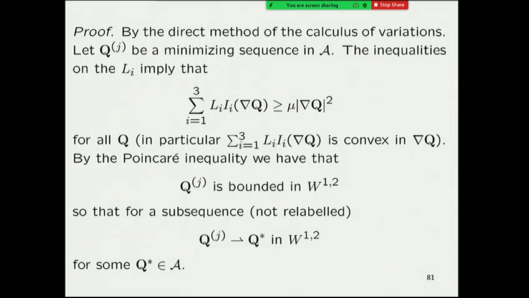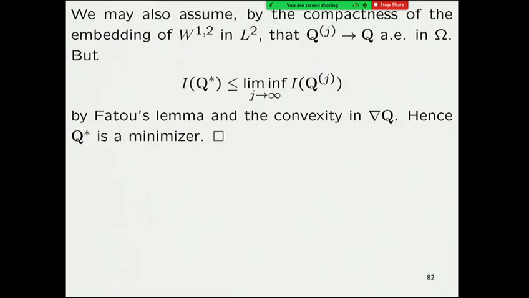So by the Poincaré inequality, you can suppose that Q_j is bounded in W^{1,2}, so that we can extract a weakly convergent subsequence to some Q star, and the Q star is in the admissible set because of the usual trace theorems, you can pass to the limit on the boundary. And you can also assume by the compactness of the embedding from W^{1,2} to L^2 that Q_j tends to Q almost everywhere, and therefore you've got two pieces to the energy, one in which you can use Fatou's lemma, which is the bulk energy, using pointwise convergence, and the other one you use convexity, so convex integrals are weakly lower semi-continuous, and so therefore you get that that Q star is a minimizer. So it's a really straightforward application of the direct method.